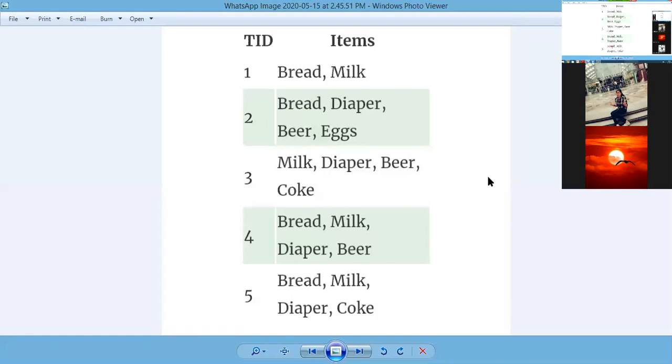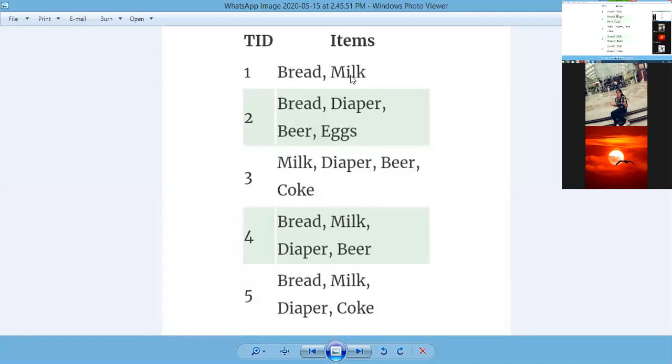One, two, three, four. One, two, three, four. Four out of five transactions. Let's say four out of five transactions, 80% support. Take your own support, same as 50% support, 75% confidence. Okay. So now again milk.